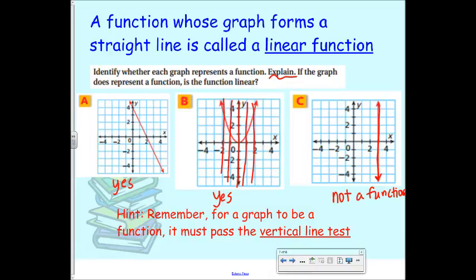So I don't even need to worry about C because C is not a function, so I don't need to answer that question. But I do need to answer that question for A and B because both of those are functions. So looking at A and B, which one of those is linear or both? Which one of those is linear? A is linear. B is not. Why not? Because linear means like a straight line. Linear means it makes a straight line. What is B? It's a parabola.